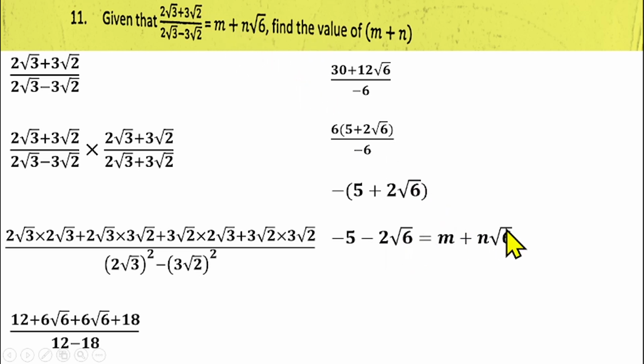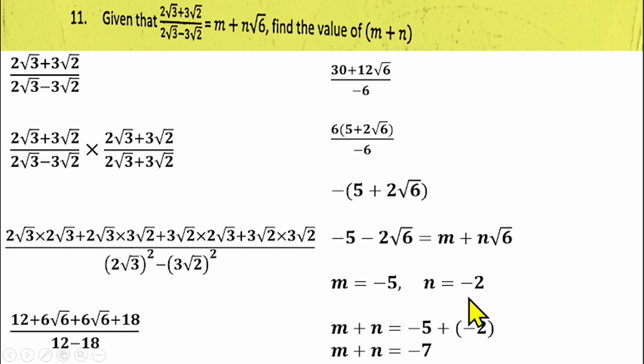So from there now we can compare both sides to know our m and n. If you compare this, our m will be minus 5. And if you compare this and this, our n will be minus 2. So our aim is to find m plus n. Therefore m plus n will be minus 5 plus minus 2, which is going to give us minus 7 as our answer for question number 11.